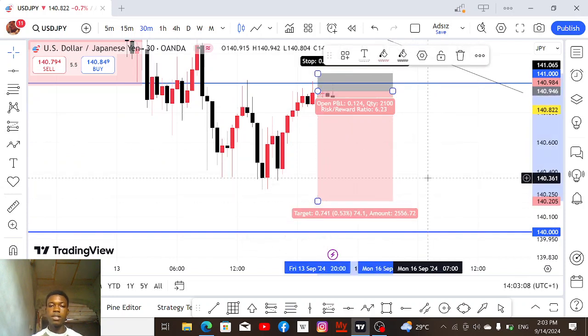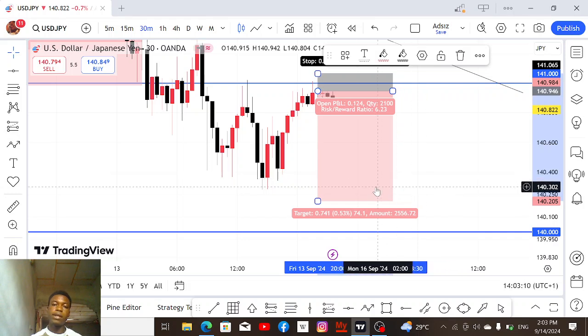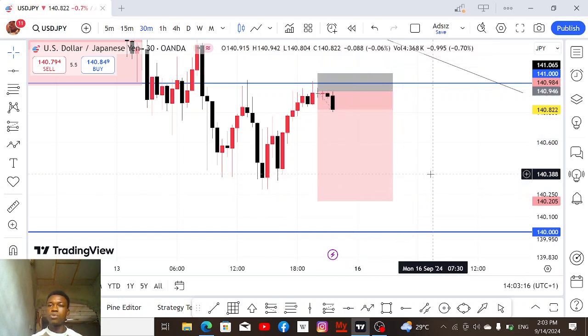So I'll be looking for this market to go for like 74 pips. Yeah, this is a good target. So this is what I'm looking at next week.